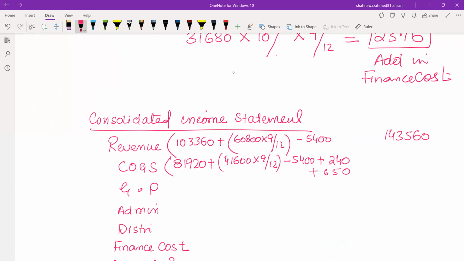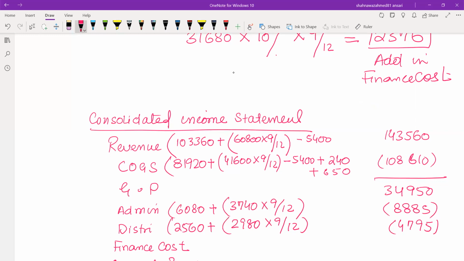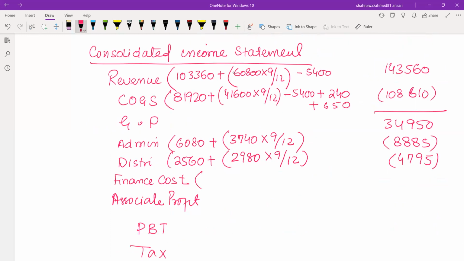And now we have a cost of goods sold of 108,610 and GP is 34950. Now combine admin and distribution. So we have admin, that is 6080 parent's admin and subsidiary's admin into 9 by 12. So it's 8885. Distribution, we have 2560. Again, the same principle into 9 by 12. And we have 4795. Now, finance cost. Finance cost given in the question is 672.